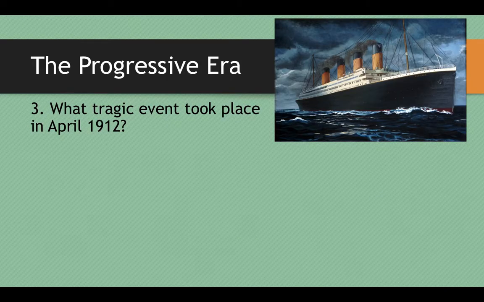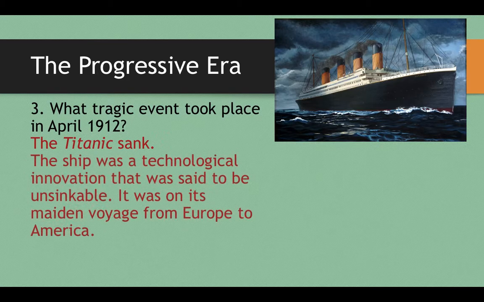Now, one very tragic event that took place during the Progressive Era was the sinking of the Titanic. You probably heard about that. A lot of us have probably seen the movie Titanic that was based off of this event. And this took place in April of 1912.